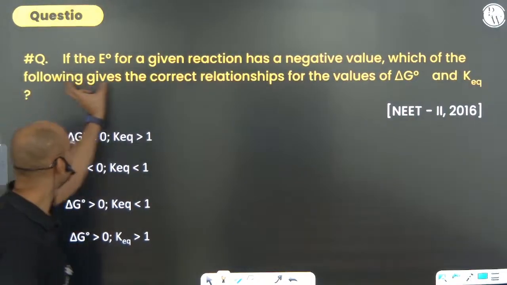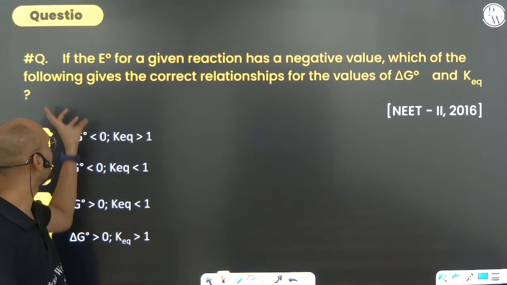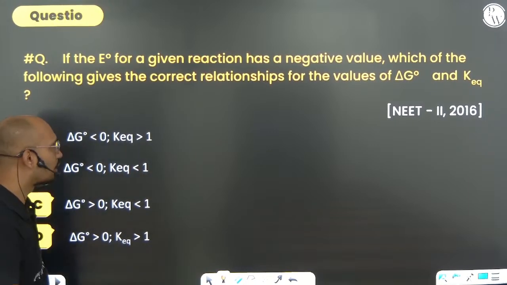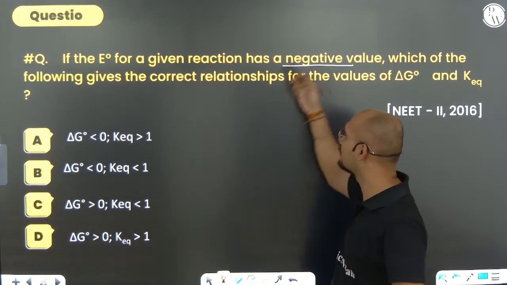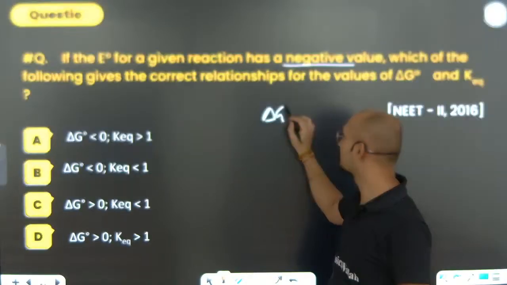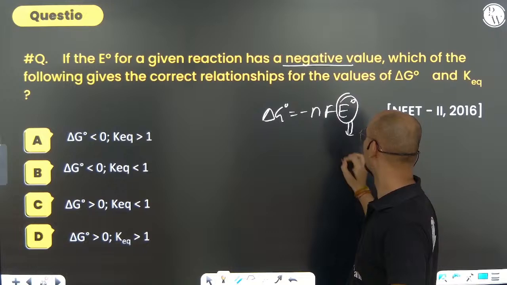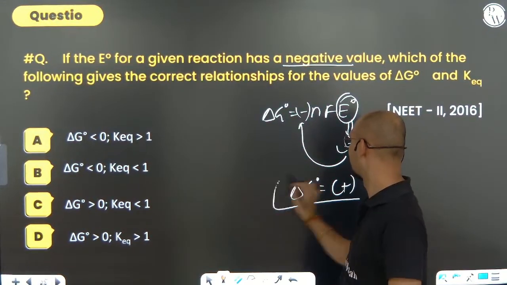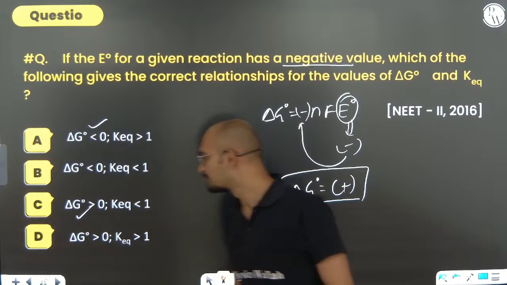Next, if the E naught for a given reaction has a negative value, which of the following gives the correct relationship for the values of delta G naught and K equilibrium? Okay, what is given? E naught for the given reaction is negative. If E naught is negative, we all know that delta G naught equals minus nFE naught. If it is negative, then negative will be positive. Then delta G naught should be positive. Okay, delta G naught positive, where is it? Either A or C or D also.